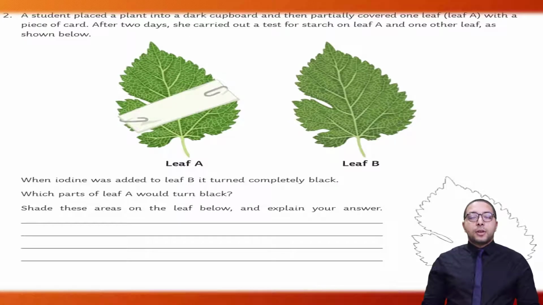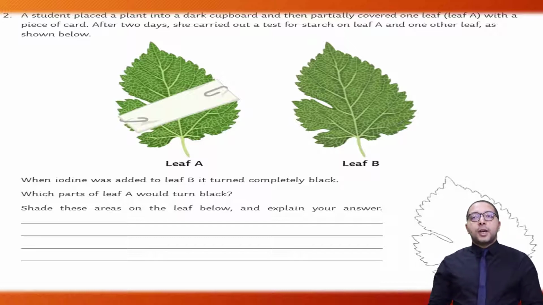Next question is an investigation. A student placed a plant into a dark cupboard and then covered one leaf, A, with a piece of card. After 2 days, she carried out a test for starch on leaf A and on the other leaf, as shown below. We have leaf A, we have leaf B. One is covered, the other one is not covered. When iodine was added to leaf B, it turned completely black.